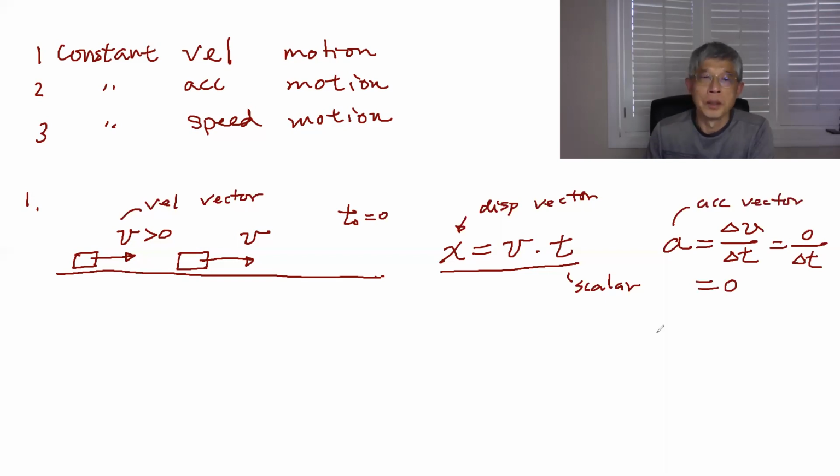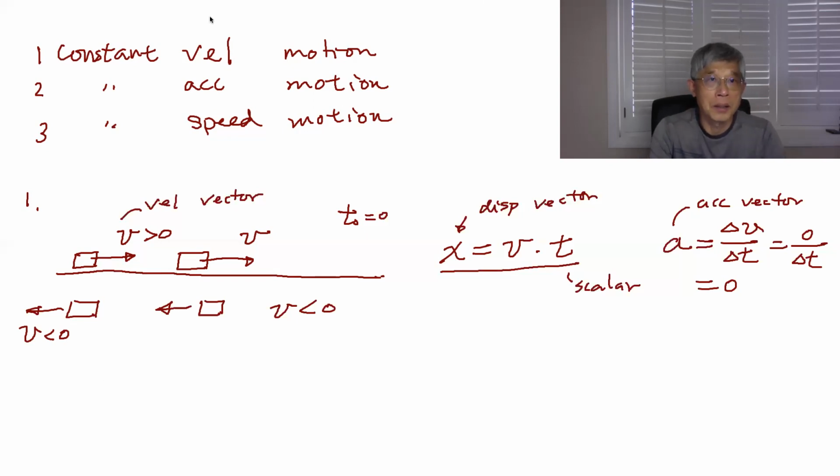So a is 0. a is the acceleration vector. You can be going to the left also. In that case, your v is going to the left, so v is less than 0, but v is still constant. So that's the constant velocity motion. Now we're going to talk about constant acceleration motion.